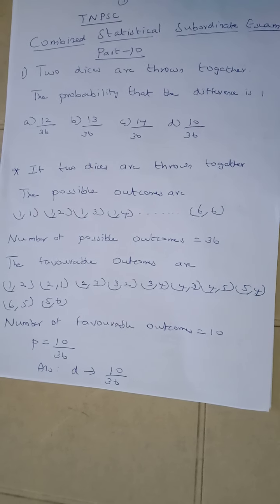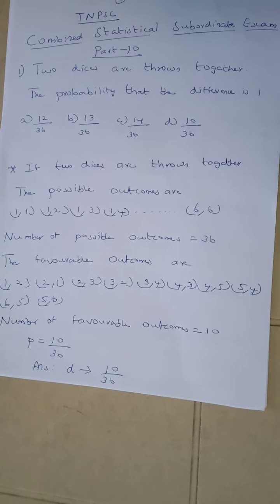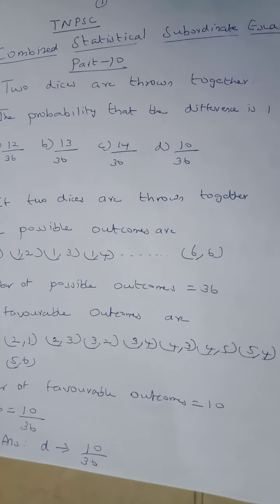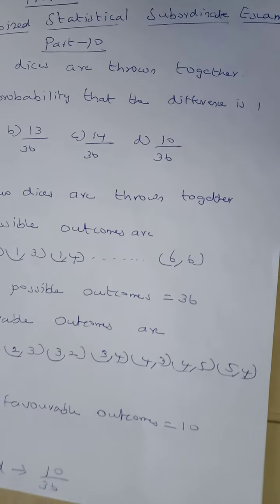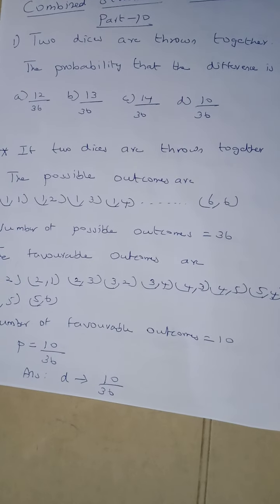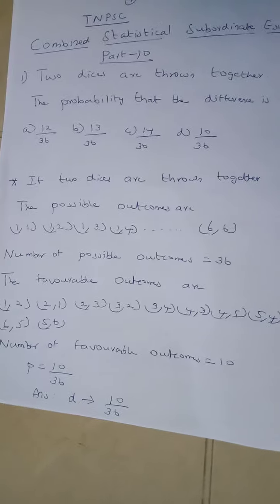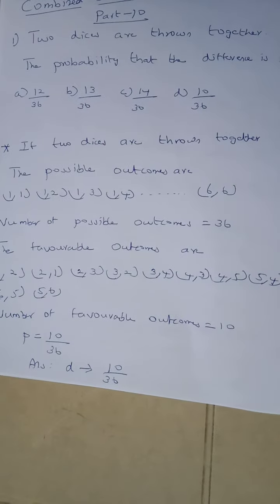Two dice are thrown together. The probability that the difference is 1. Option A 12 by 36, option B 13 by 36, option C 14 by 36, option D 10 by 36. When we throw two dice simultaneously, the possible outcomes are 1,1, 1,2, 1,3 up to 6,6. Total number of possible outcomes is equal to 36.